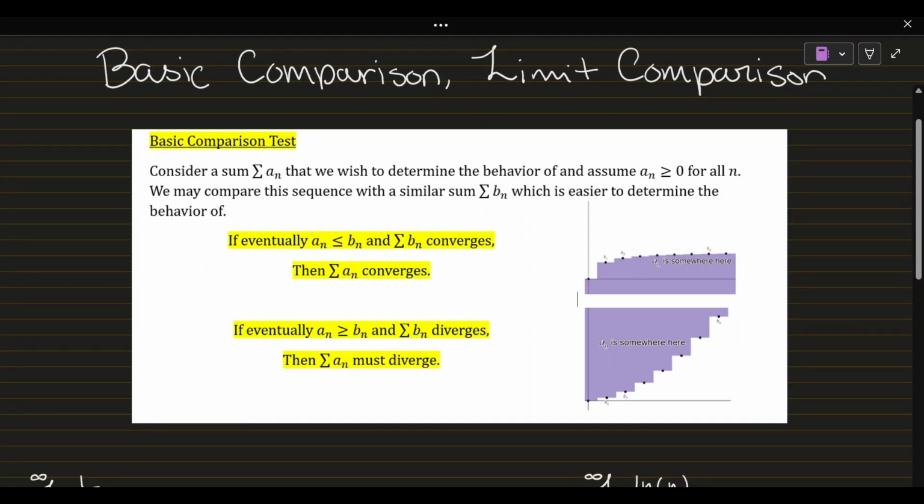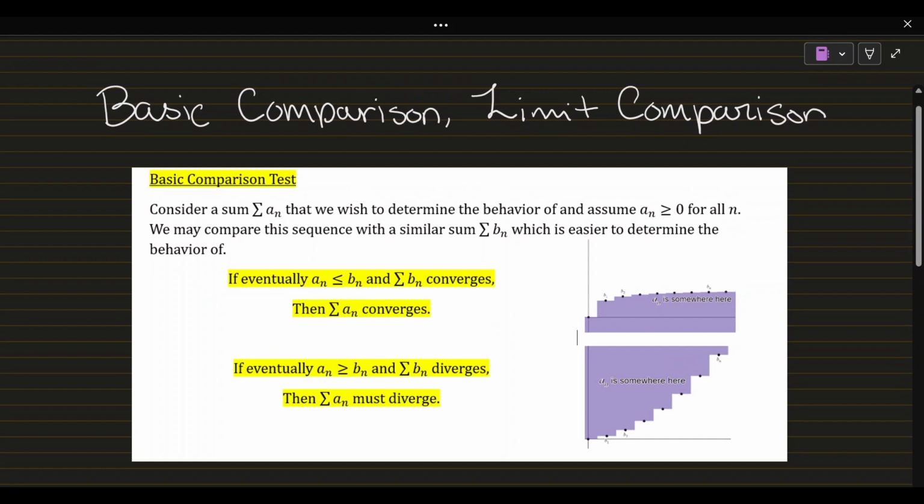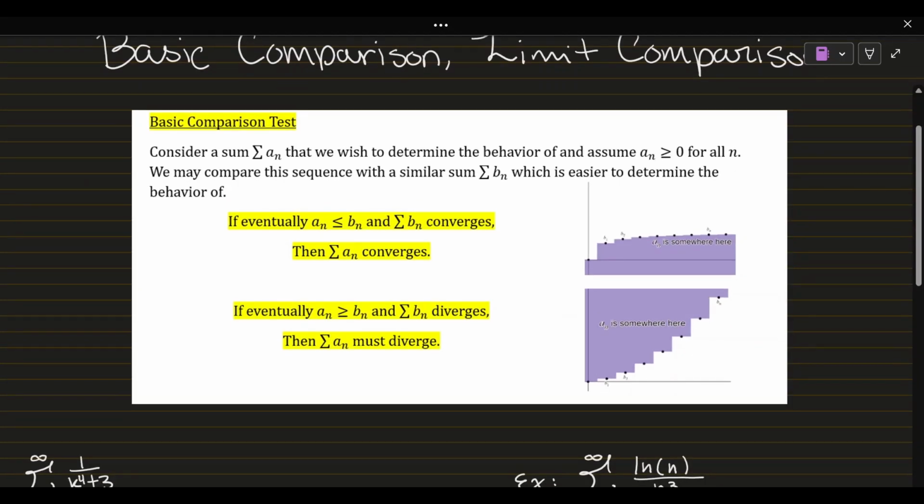Similarly, if a_n is greater than b_n and the sum of b_n diverges, then the sum of a_n must diverge. So if these black dots are the terms of b_n, and we know that a_n is larger than b_n, it's somewhere over here, and b_n just goes off to infinity, then we know that a_n is forced to go off to infinity with it.